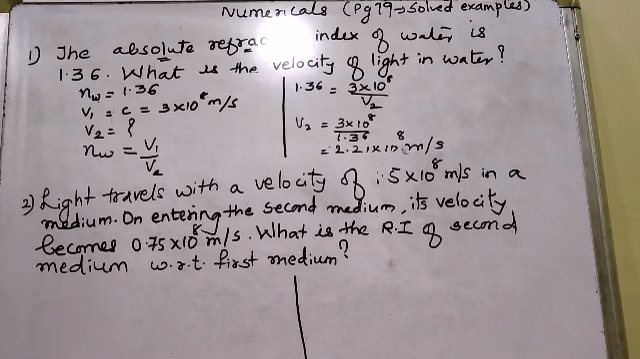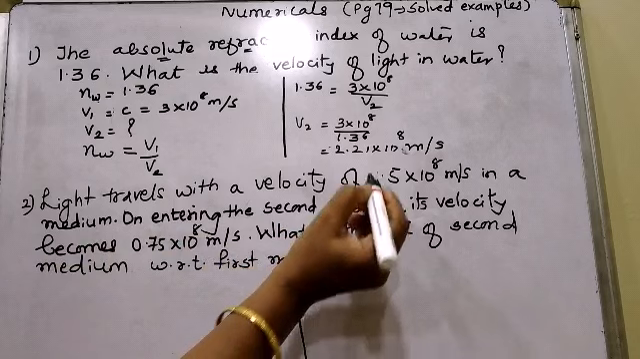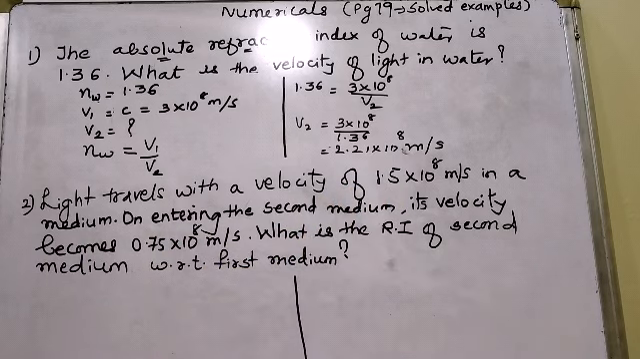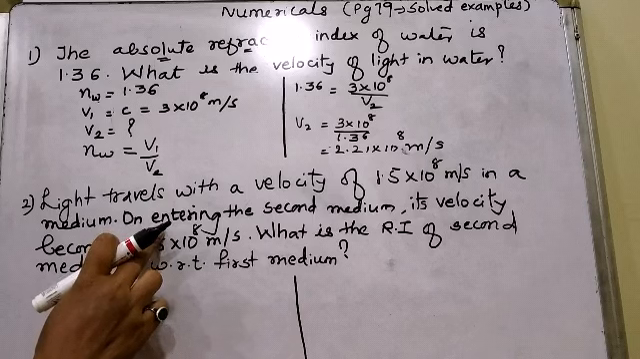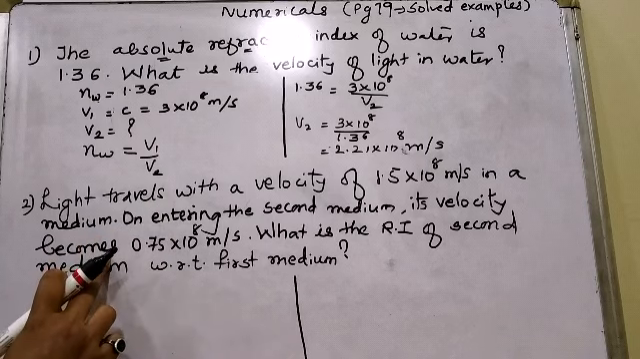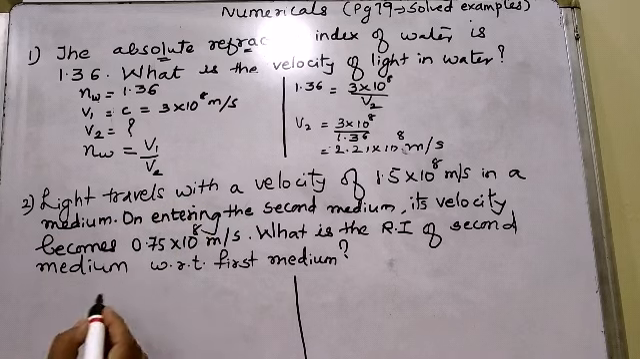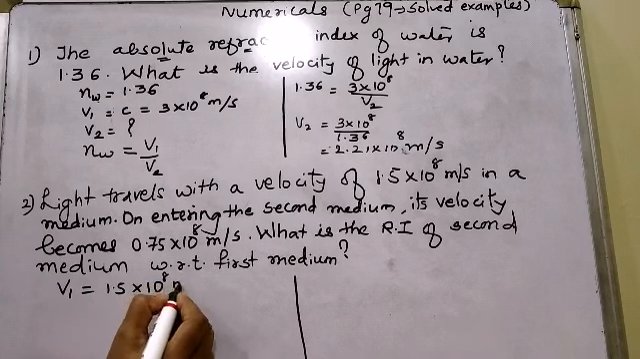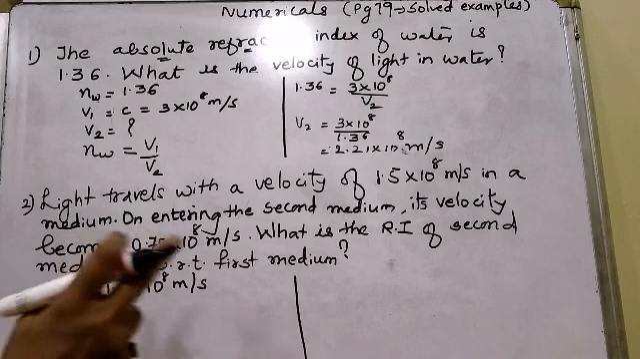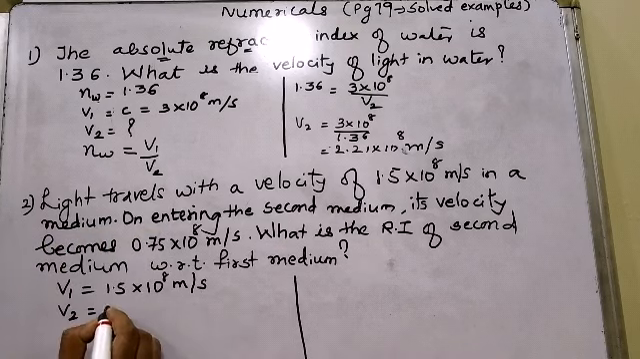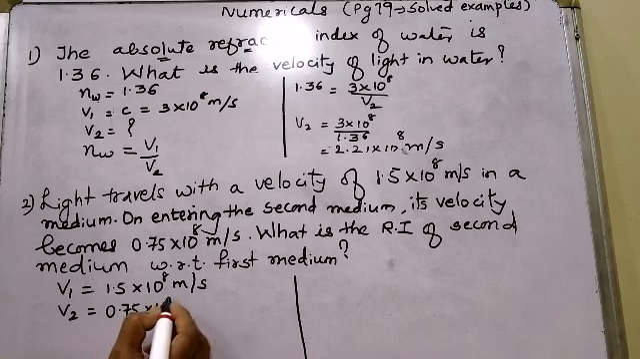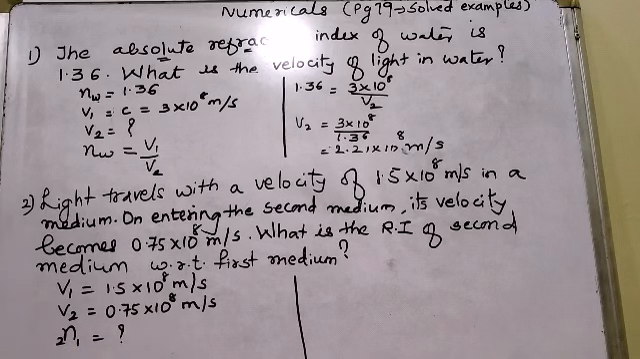Let's take the second example. Light travels with a velocity of 1.5 into 10 raised to 8 meters per second in a medium. On entering the second medium, the velocity becomes 0.75 into 10 raised to 8 meters per second. We have to find out the refractive index of the second medium with respect to the first medium. Let's write down the given information. Light travels with a velocity of 1.5 into 10 raised to 8 meters per second in the first medium. So this is V1. When it enters the second medium, the velocity, that is V2, becomes 0.75 into 10 raised to 8 meters per second. We have to calculate the refractive index of the second medium with respect to the first medium.